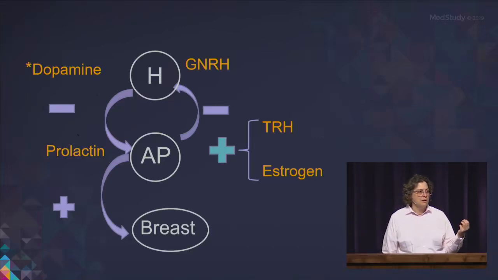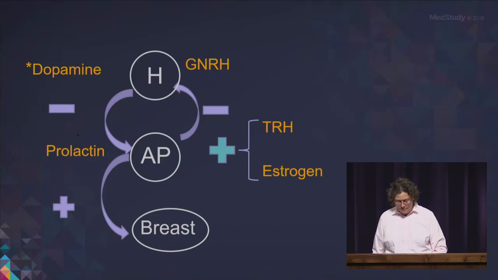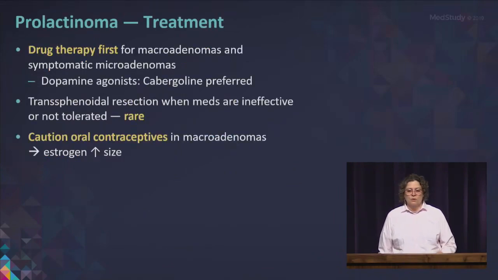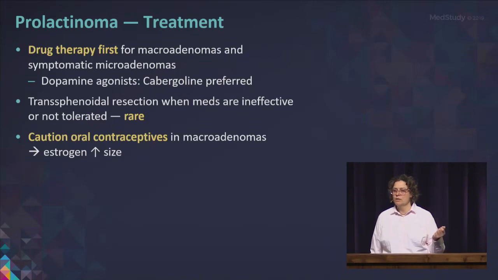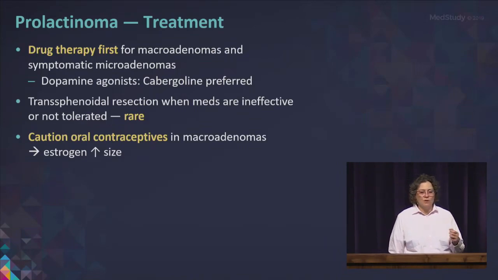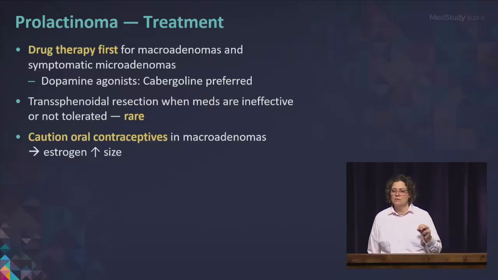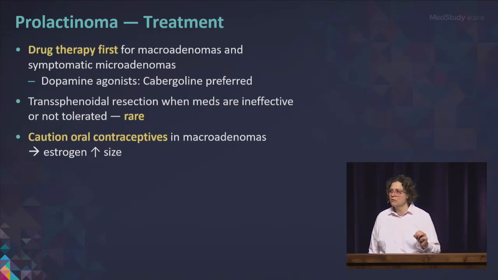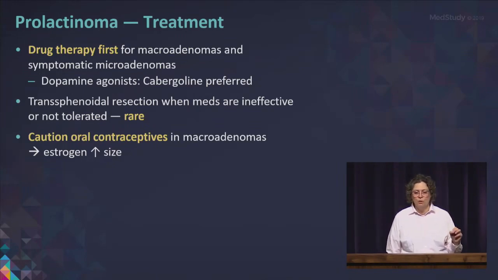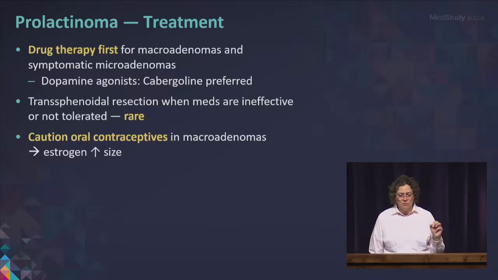So part of the mainstay evaluation of hyperprolactinemia is to always rule out pregnancy in women and hypothyroidism as a cause of the elevated prolactin level. So drug treatment or medical management is the mainstay of treatment independent of the size of the pituitary tumor. Prolactinomas are exquisitely sensitive to dopamine agonist therapy. So whether it's 2 millimeters in size or 2 centimeters in size, we are going to be using dopamine agonist therapy, and cabergoline is preferred.